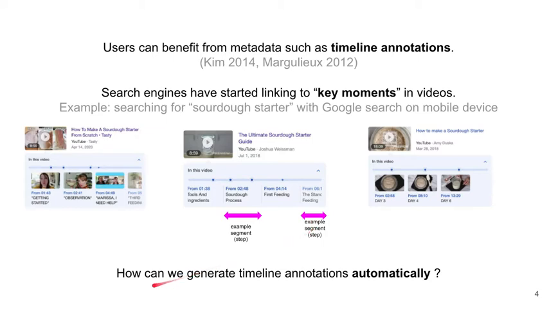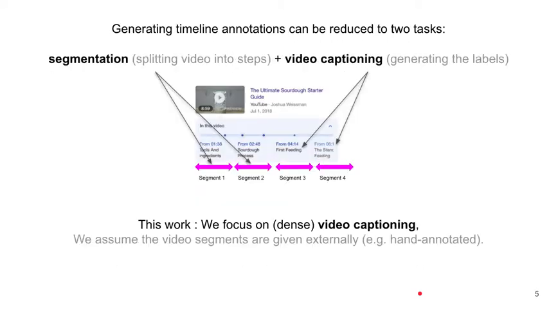So the question is, how can we generate those timeline annotations automatically instead of requiring the content creators to make them? We can decompose generating timeline annotations into two tasks: segmentation of the video into steps and video captioning of each step with a label. In this work, we'll focus exclusively on dense video captioning, and we'll assume that the video segments are given externally, either hand annotated or by another algorithm.